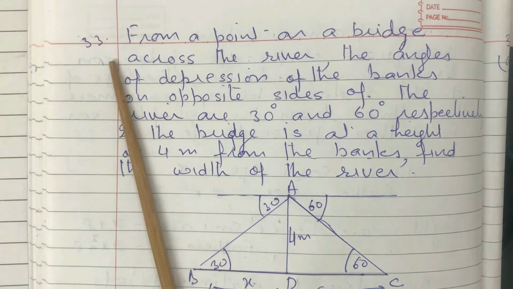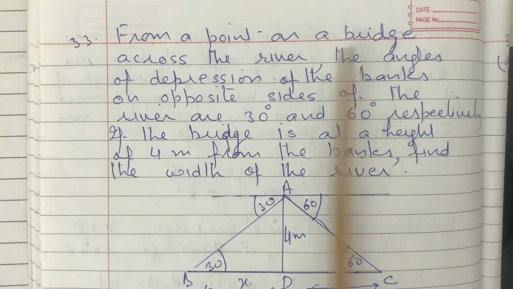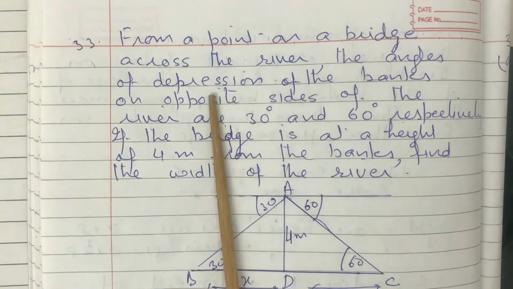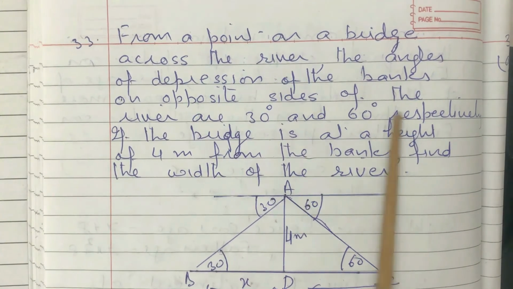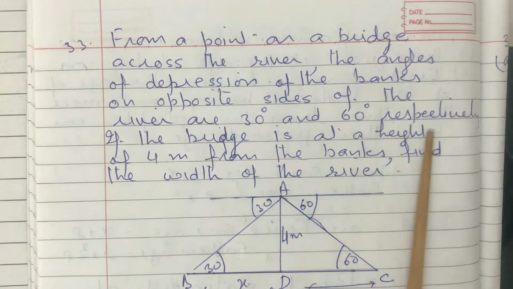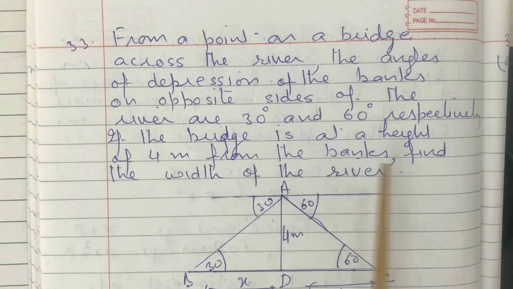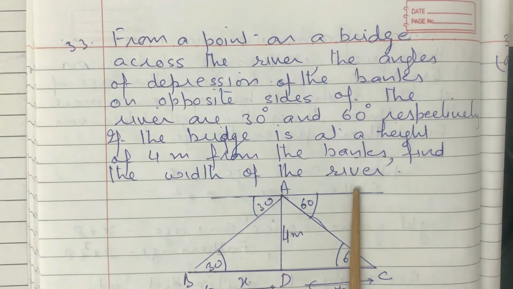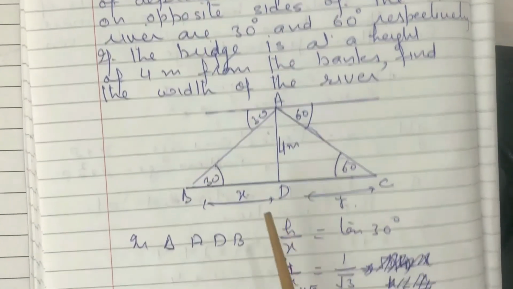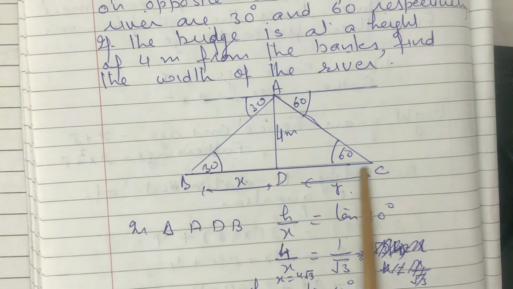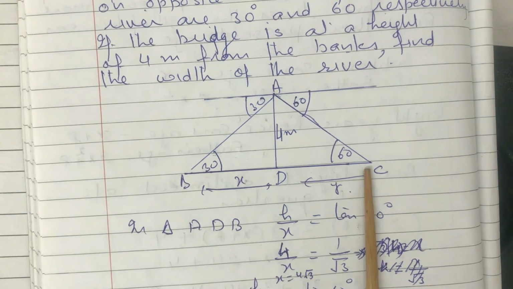Now the question number 33. From a point on a bridge across the river, the angles of depression of the banks on opposite sides of the river are 30 degree and 60 degree respectively. If the bridge is at a height of 4 meter from the banks, find the width of the river. Now you can draw this figure. Now this is the width of the river. I am to find its width.